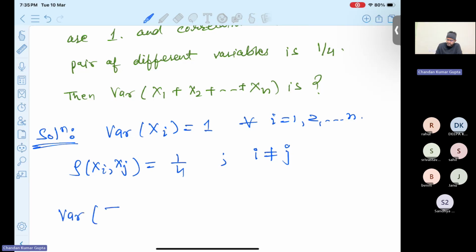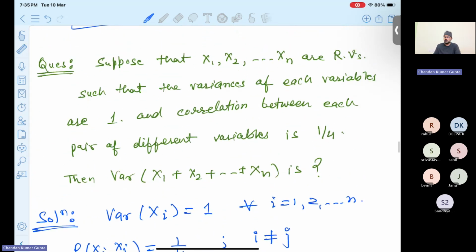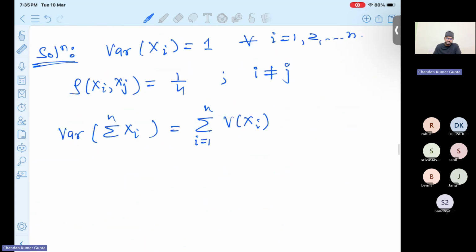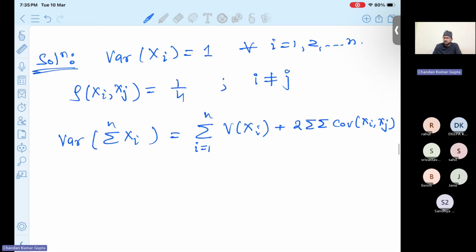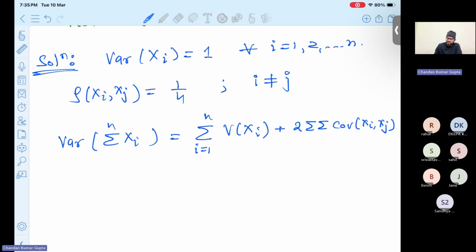So the variance of the summation of xi is nothing but the summation of the variance of xi, because there is no word of independent variables, plus twice the double summation of the covariance of xi and xj. Okay, this is the formula. Now we need to find the covariance, because we are given the correlation. So the next formula, let me solve this.